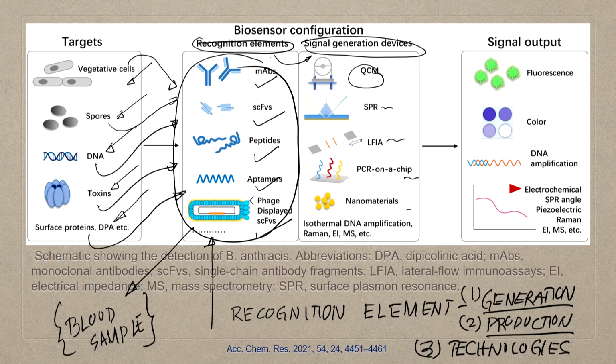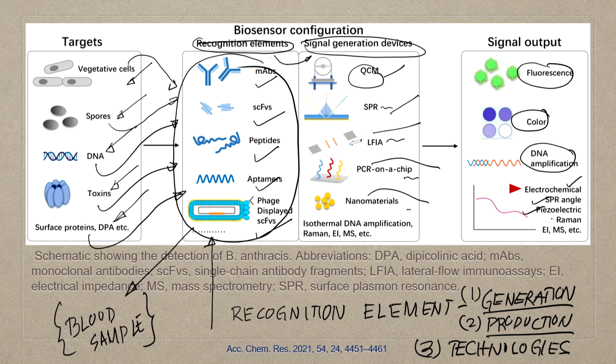And in order to detect, you have all these different signal generation devices, including quartz crystal microbalance, surface plasmon resonance, LFIA, PCR on a chip, nanomaterials, and of course, the signals could be in the form of fluorescent signature, color, DNA amplification, electrochemical signature, SPR angle, piezoelectric, Raman and EIMS, etc., and all these other techniques. So, you understand it is a very integrated approach. So, if you do not know about the antibodies, it will be very challenging for you to understand the whole concept out here, what we are going to talk about.